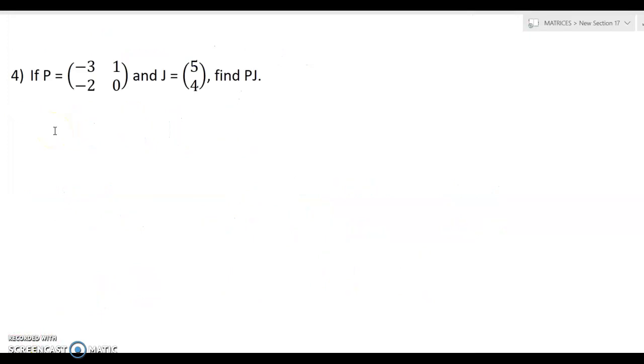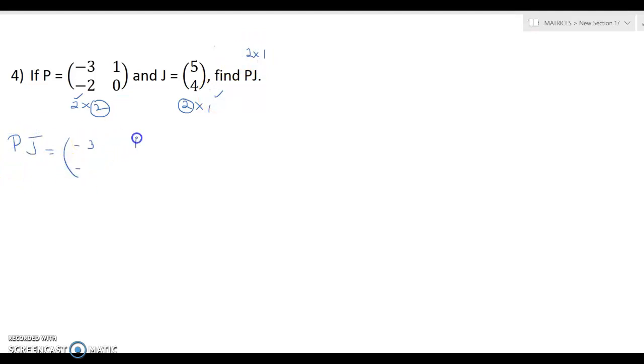Now we have number 4 here. Matrix P by matrix J. We want to find PJ. P is a 2 by 2 matrix. J is a 2 by 1, 2 rows, 1 column. Again, same thing like I believe number 2. And the result will be a 2 by 1 matrix. Right? So let's go.